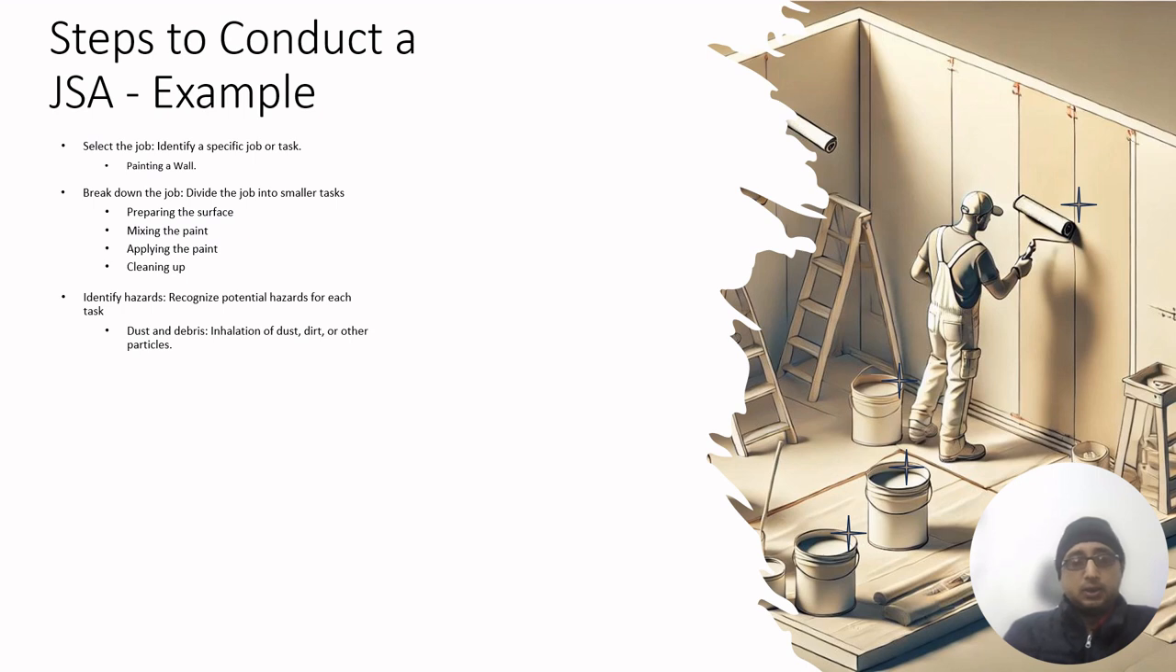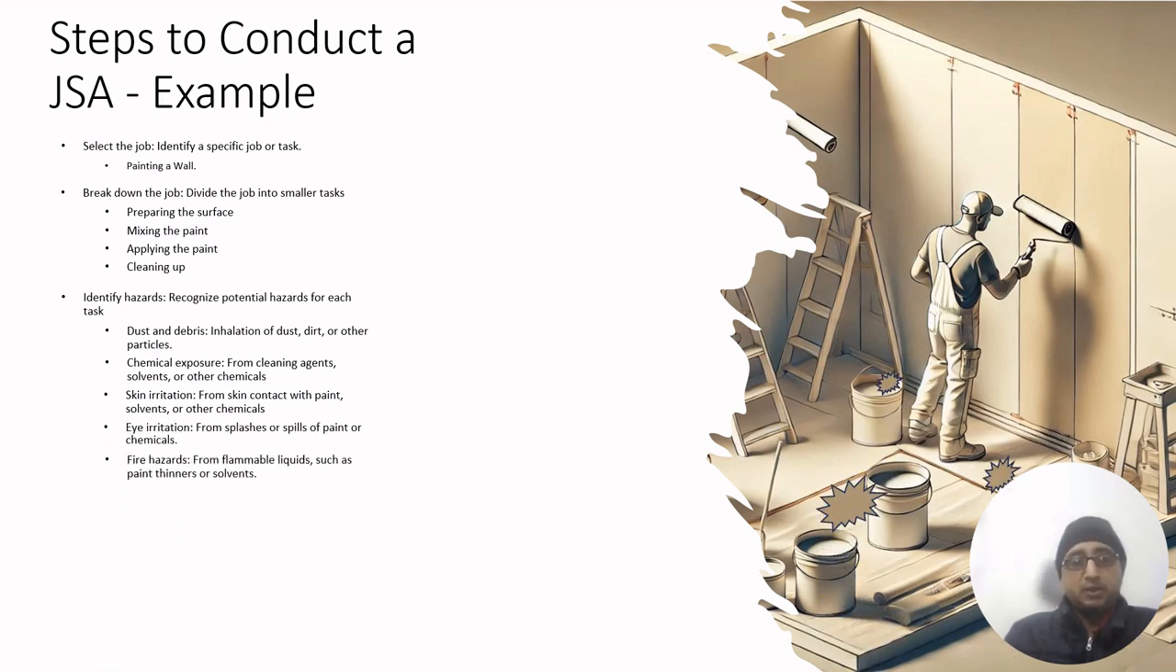Now, let's say the first hazard identified is dust and debris. It can cause health issues. Then chemical exposures, health issues. Again, skin irritation. It can be caused if your skin is directly exposed to the chemicals. Eye irritation similarly. Then fire hazard. The paints are highly flammable, so there is a fire hazard and explosion hazard.